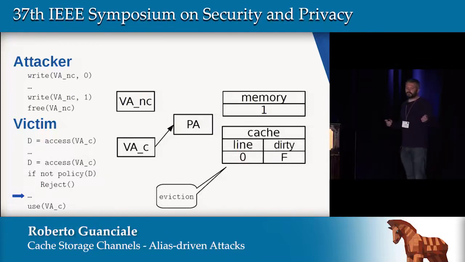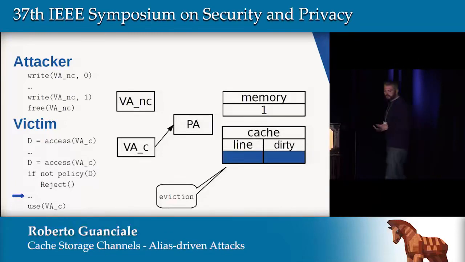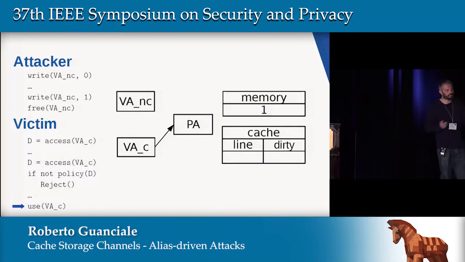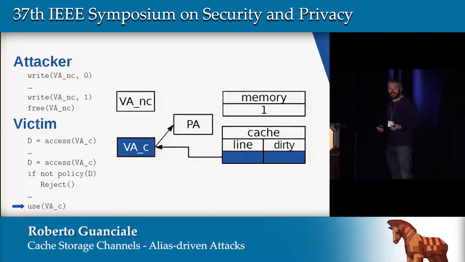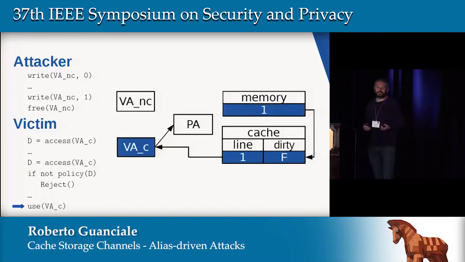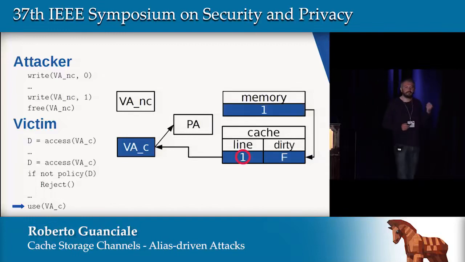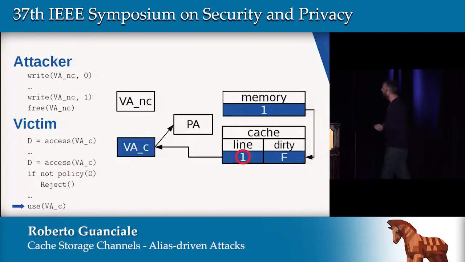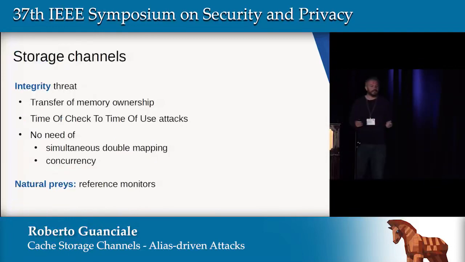But now, for some reason, this cache line is evicted. The victim is performing some additional operation over the memory. So this line is removed from the cache. And later on, the victim uses this virtual alias again to execute the critical function. It reads from VA. This time there is a cache miss. We read from the memory. We fetch 1. And basically, the attacker managed to inject 1 as the parameter of the critical functionality, completely bypassing the security policy. So this is clearly an integrity threat.